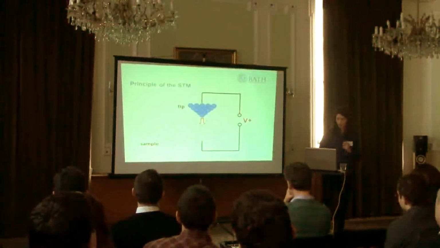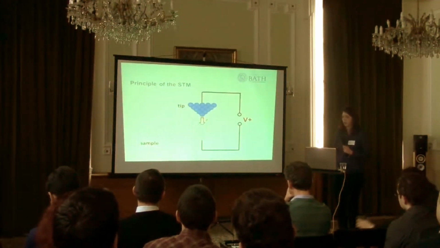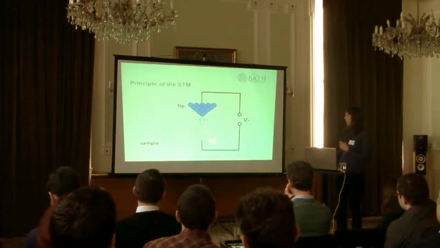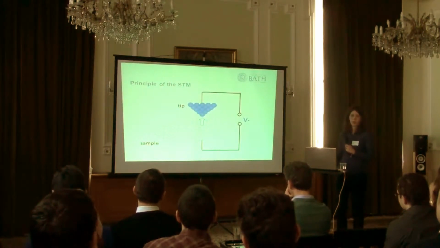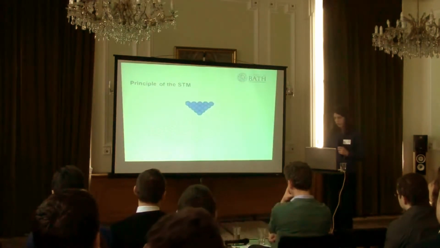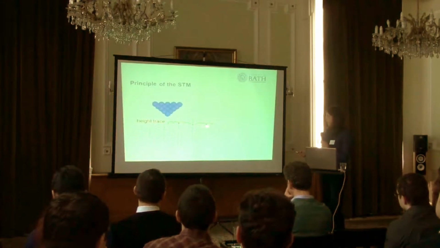If you apply a voltage between the tip and the sample, you can make the electrons go from the tip into the sample. Or you can reverse it the other way around, and the electrons can go from the sample into the tip. So you're basically injecting what's called holes into the sample. If you scan the STM tip across the sample, you can get a nice atomic resolution trace.